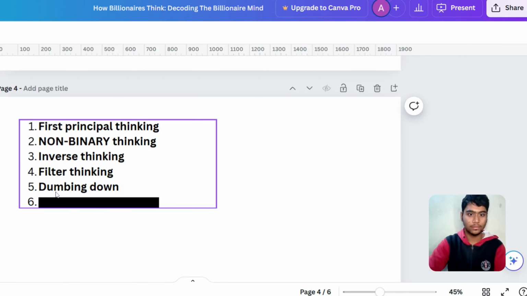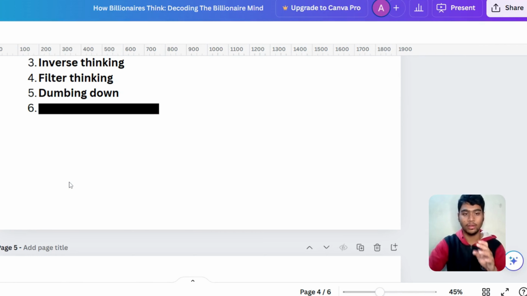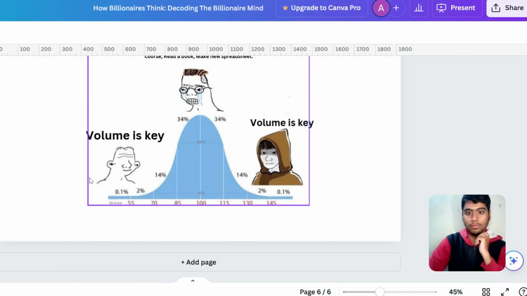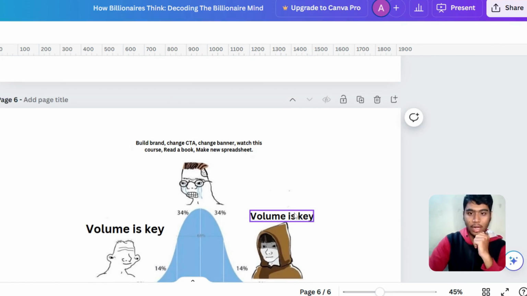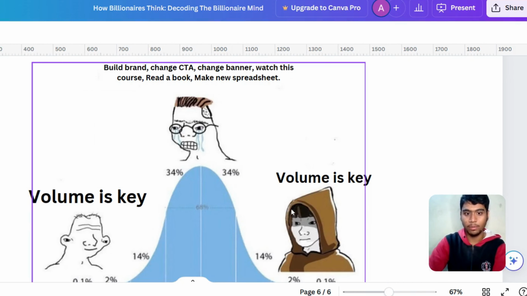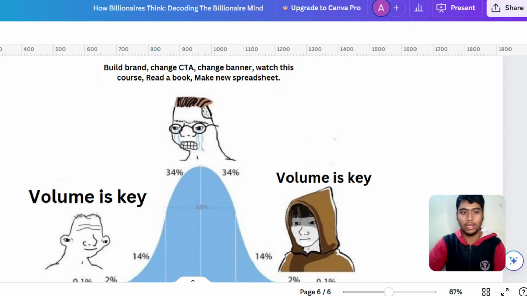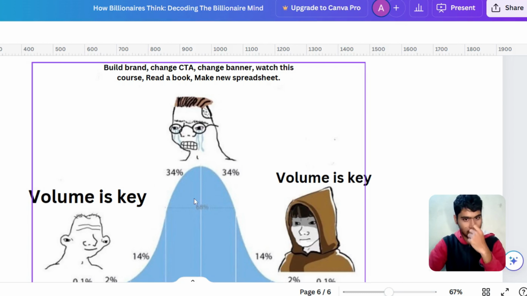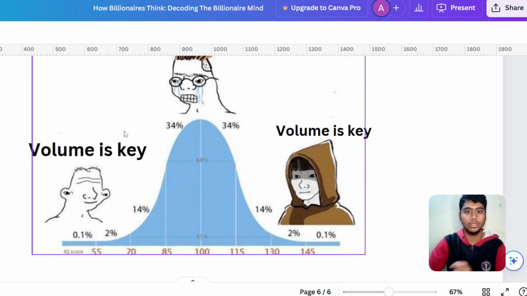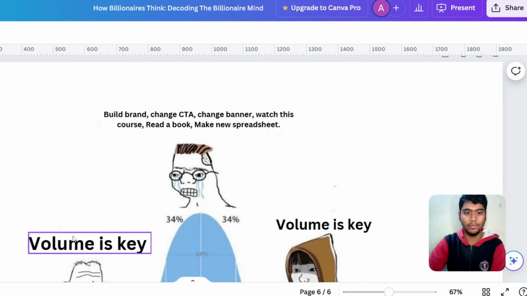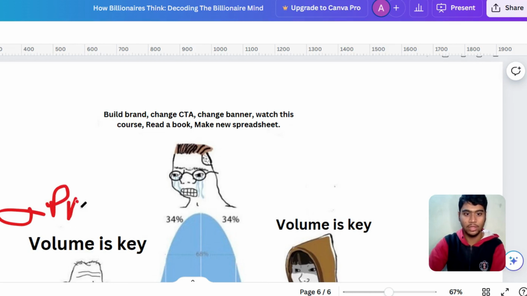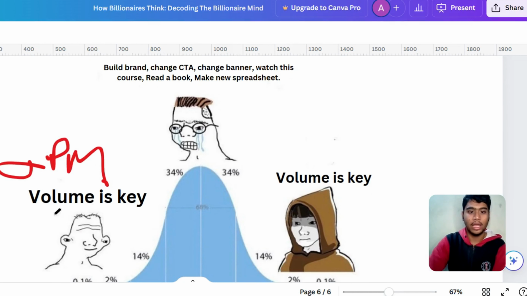Another one is dumbing down. This is really good, and it's simple. Everybody has seen the bell curve meme. This is a guy who wants to do cold DM, and at the basic level he is a zero-per-month agency owner, $0 per month, amazing drawing. And he learns that volume is the key.